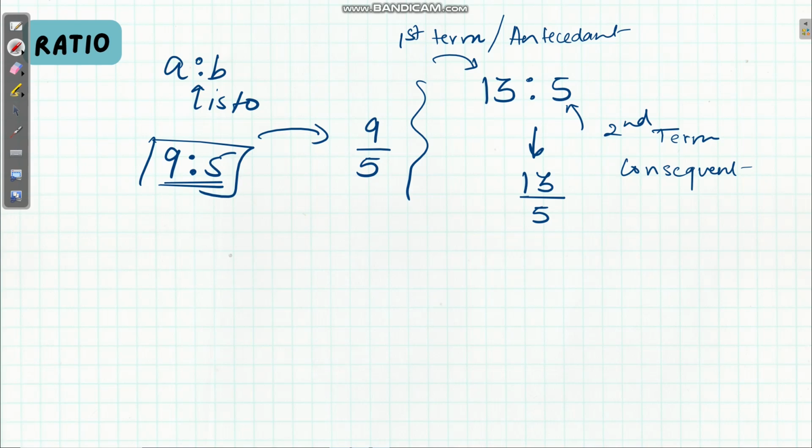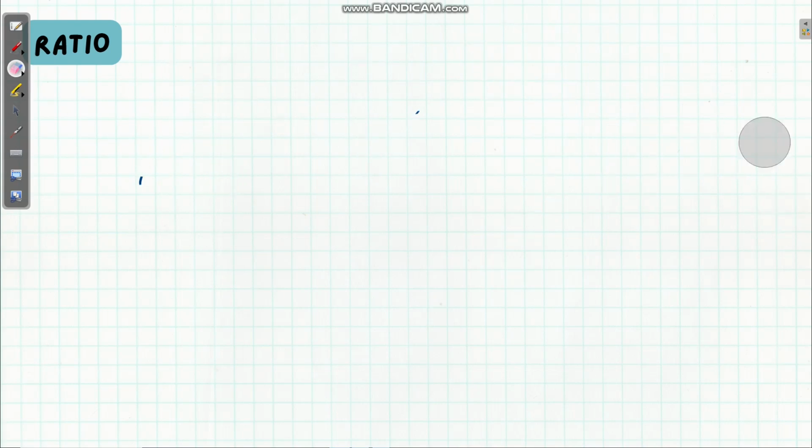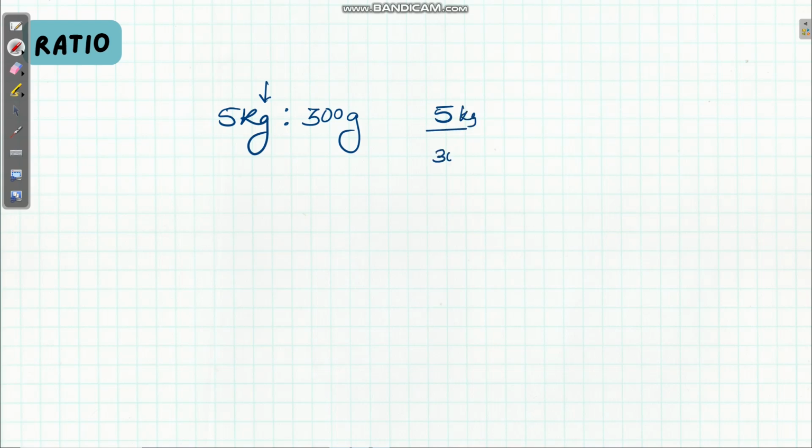So a ratio is of the same kind, of the same quantity. It can be represented as a fraction. So let's solve one question and understand how to find a ratio. The units have to be the same in order to find a ratio. For example, this is 5 kg is to maybe 300 grams. So basically this is 5 kg, a bigger unit, kg, in comparison to grams. If I want to write it as a fraction, it will be 5 kg upon 300 grams. I cannot solve this before converting both the units.